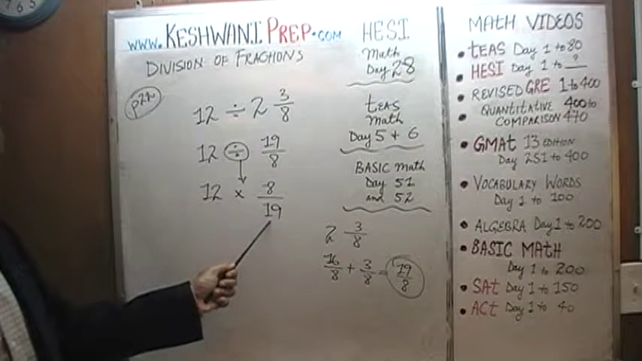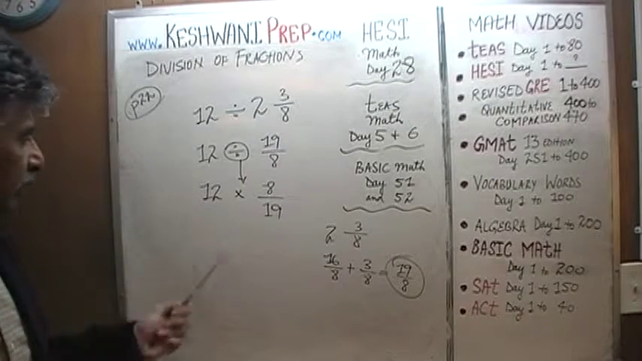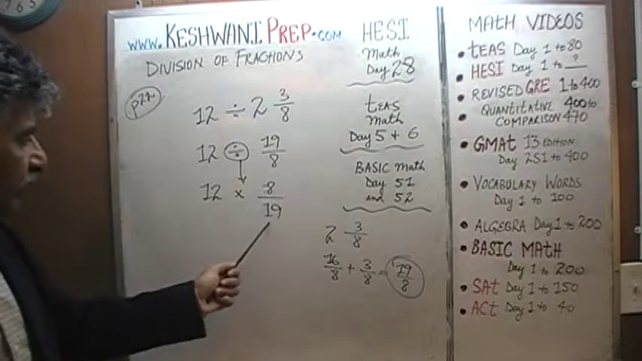Now as you can see, 19 is a prime number. There's not much we can do. We're not going to be able to reduce anything because neither 12 nor 8 is a multiple of 19. So it's just 12 times 8 over 19.